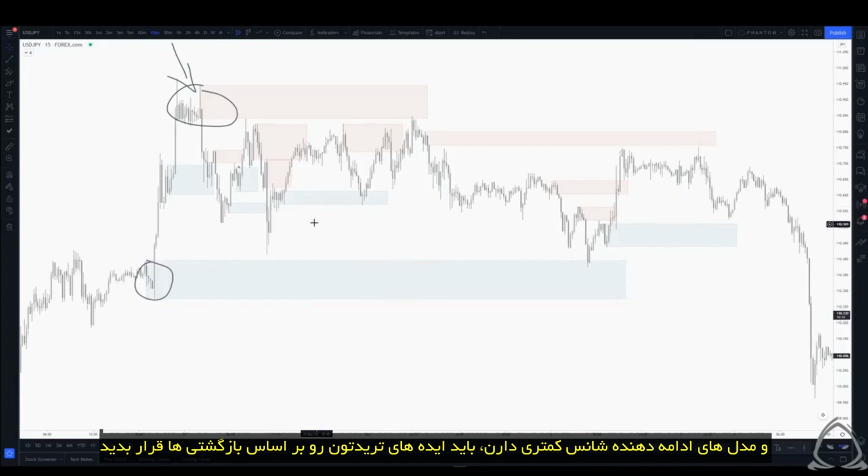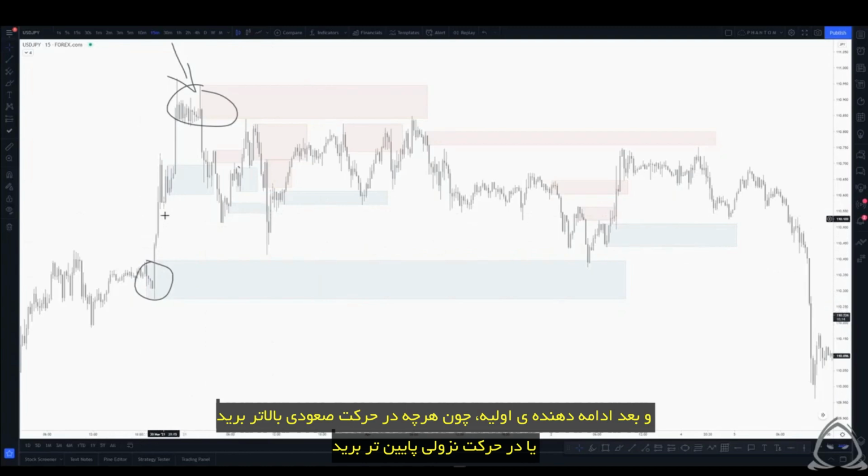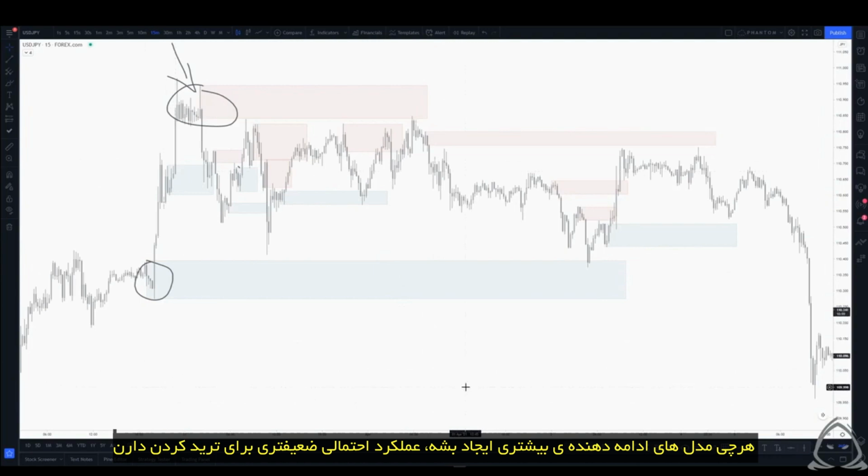you need to start to build trade ideas that base around reversal and then the initial continuation. Because as you get further up in an up move or further down in a down move, the more continuation models that play, the less likely that they are actually going to play out from a trade standpoint.